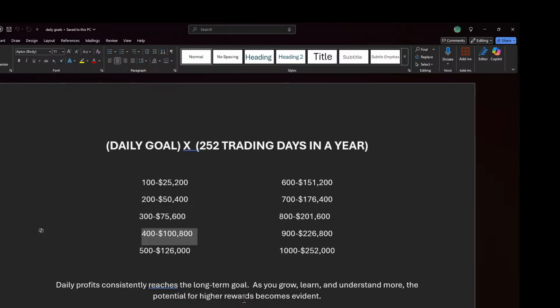And I want you to address that in your own world as you're writing your plan. If you're not hitting consistent numbers every day, focus on that. Learn how to get paid, guys, because daily profits consistently, that's what reaches the long-term goal. And as you grow and learn and understand more, the potential for higher rewards becomes evident. But what happens is brand new users have this entitlement feeling and they're like, well, I want to make $10,000 a day with my trading, and they believe that they should make it right out of the gates, guys.